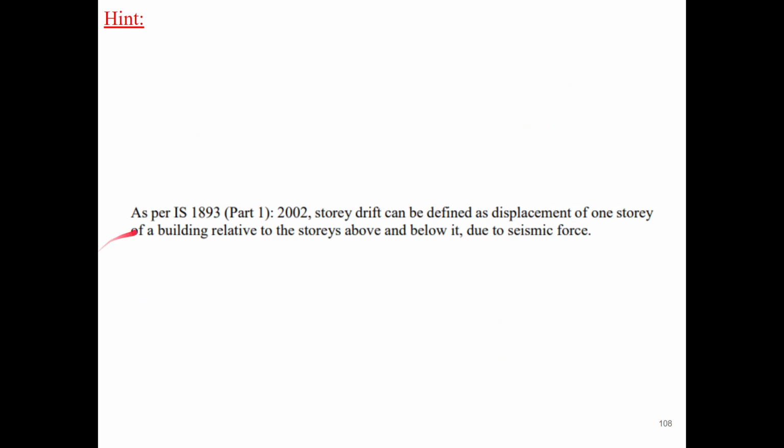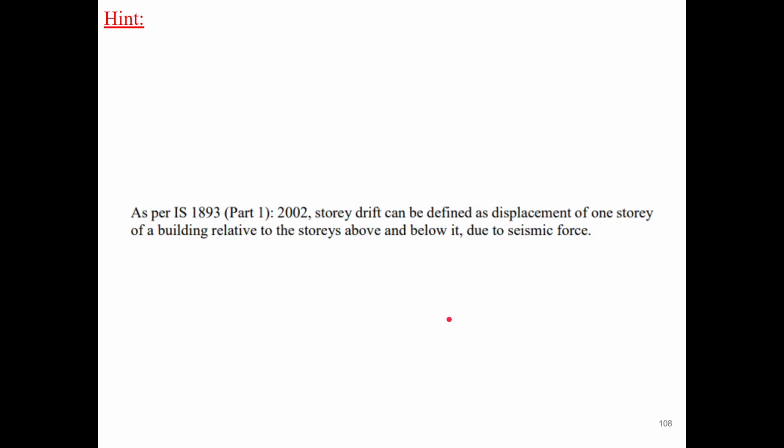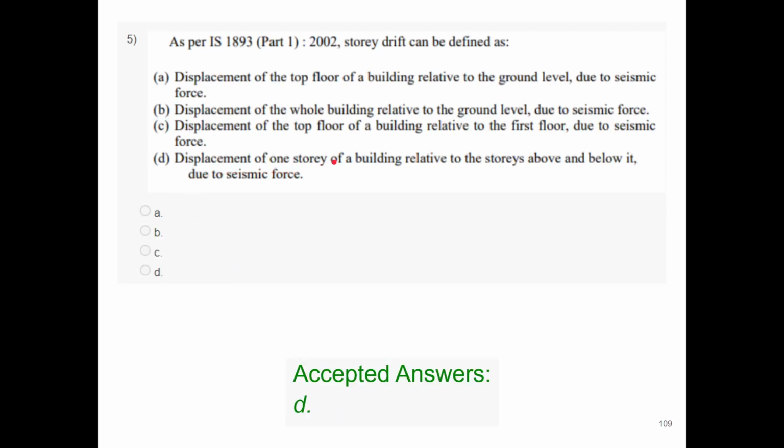As per IS 1893 Part 1 2002, story drift can be defined as the displacement of one story of a building relative to the stories above and below, due to the seismic force. So that is option D. Displacement of one story of a building relative to the stories above and below it due to seismic force is the correct option.